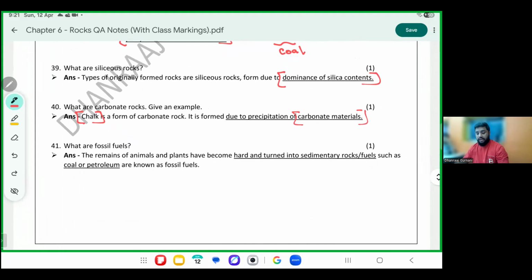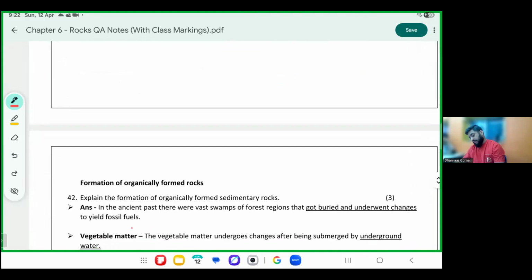Fossil fuels, example is coal or petroleum. When these remains of dead animals and plants combine together to form rocks, they are called as fossil fuels. When the remains of plants and animals combine together into sedimentary rocks, they are called as fossil fuels.